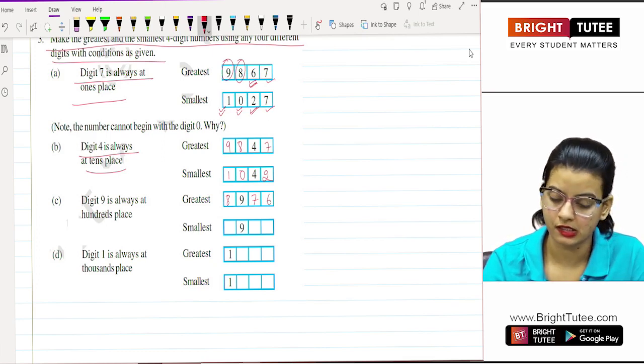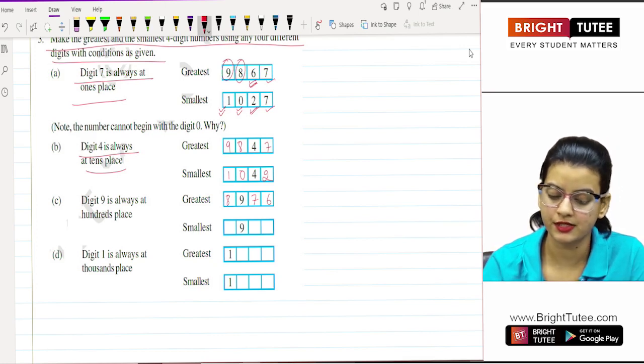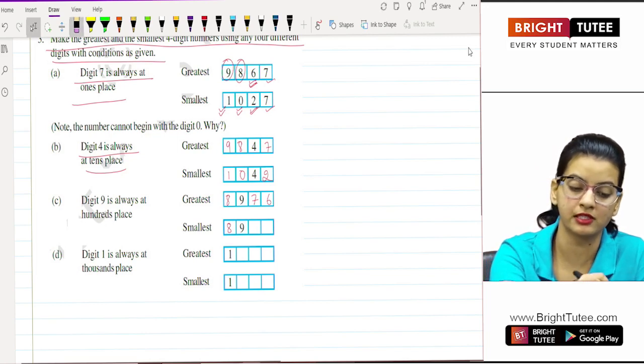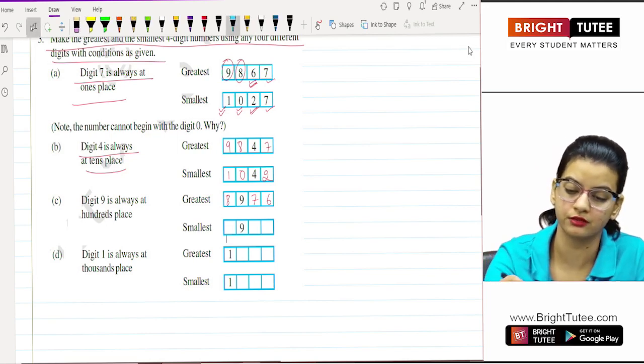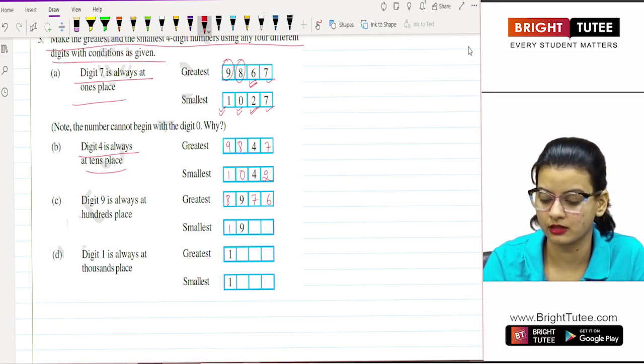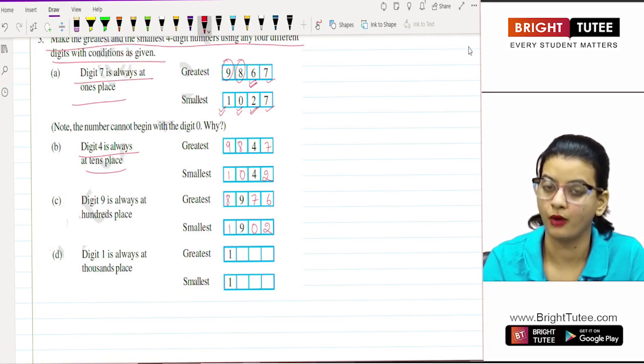Now for the smallest 4-digit number which we can make with 9 in the hundreds place, we'll start with 8 in the thousands place. Sorry, we have to make the smallest. So we'll start with 1 in the thousands place. Then 9 is already fixed in the hundreds place. So we'll use 0 in the tens place. And then 2 in the ones place.